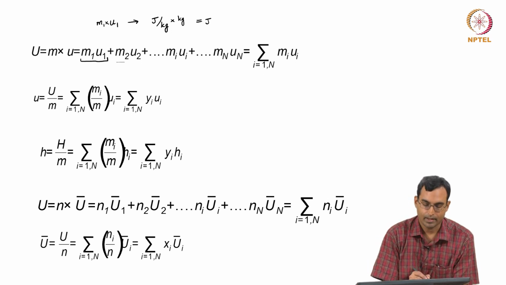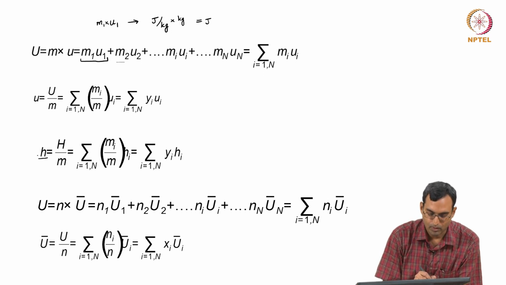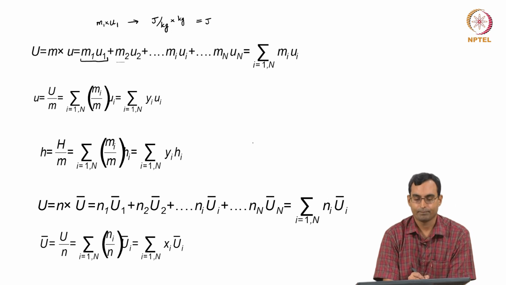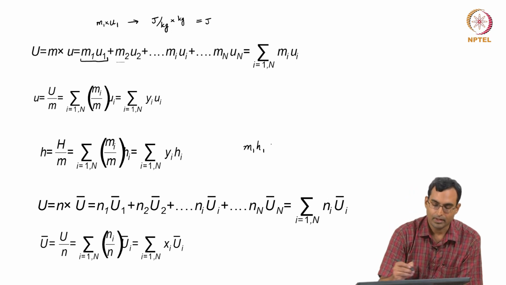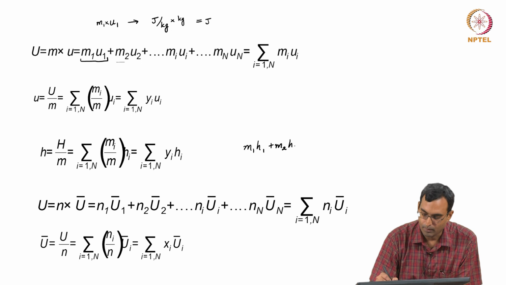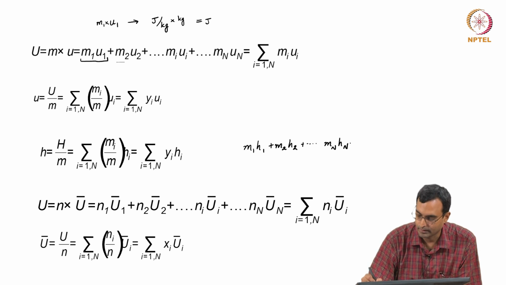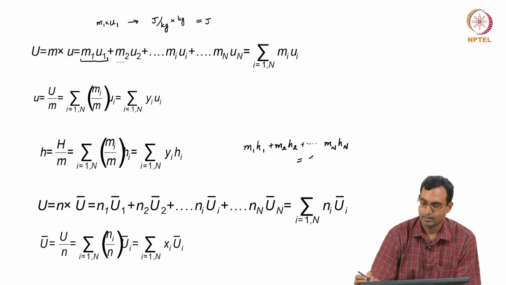In a similar fashion, I can do it for enthalpy as well. So, the specific enthalpy of the gas mixture, which is shown here as the small letter h, is the total enthalpy divided by m. It would be in a similar fashion. This would be M1 H1 plus M2 H2 plus and so on up to the last gas.